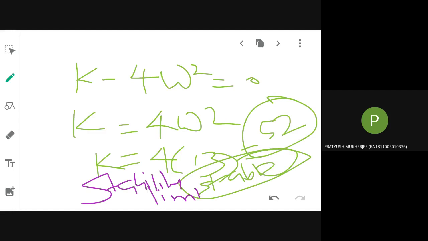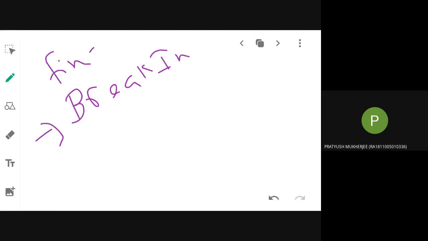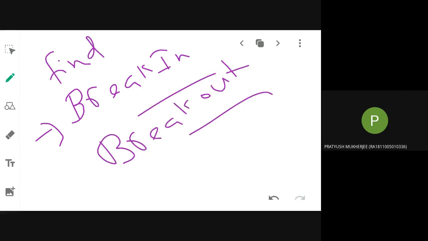Alright, this is how you will be finding out K for the system to be stable. So this finishes the problem. One more thing you have to discuss. This problem does not have it, and I have not taught you, but in some other problems you may have one more step in which you need to find the break-in point and break-out point. Make a note of this also. I am telling you how to find that.